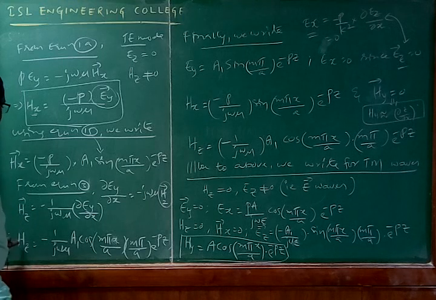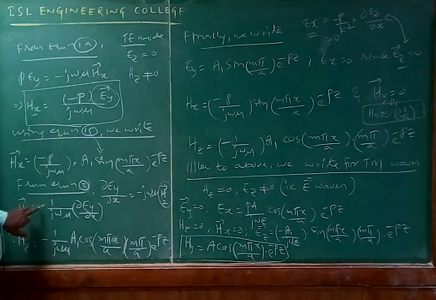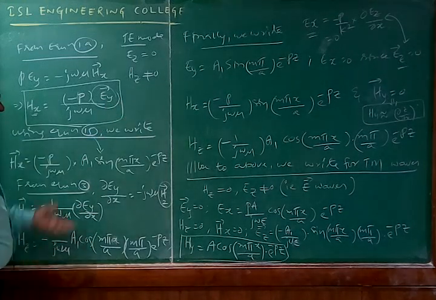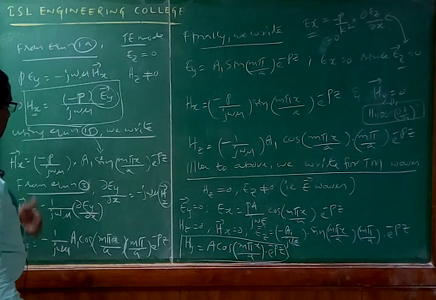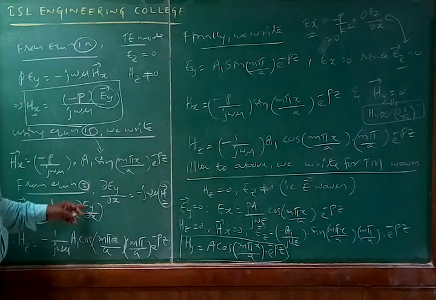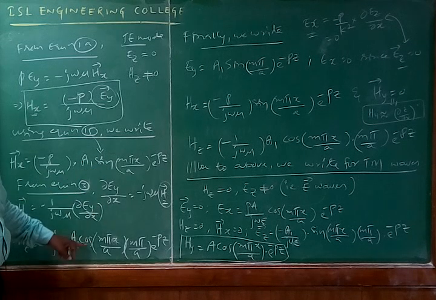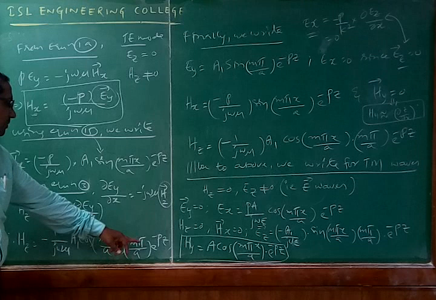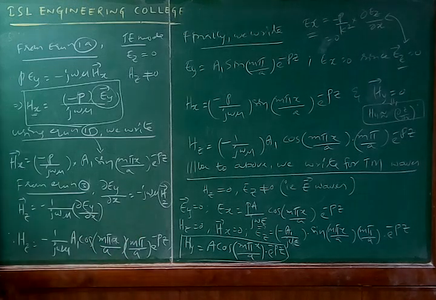Now Hz is equal to minus 1 by j omega mu dou Ey by dou x, using equation number 15. After that, we have got one more equation, which is the differentiated version of equation number 15. Once you differentiate the sine, you get cos, obviously. So cos of m pi x by a into m pi by a e power minus jβz, and this factor remains as it is. This is going to be the equation for the Hz component.